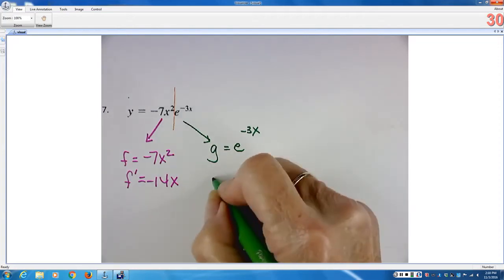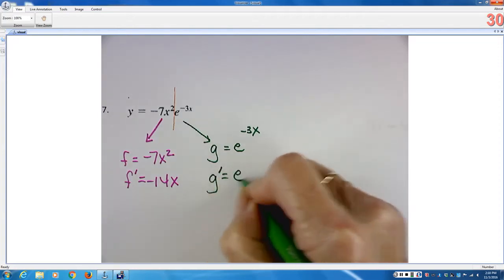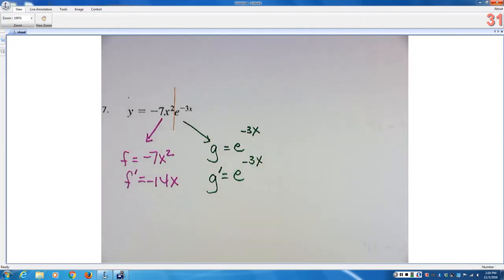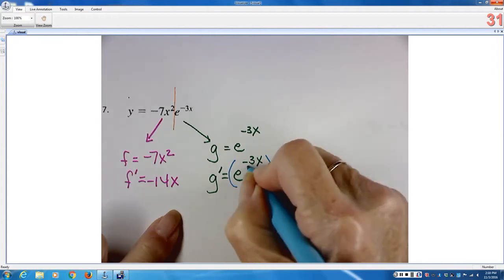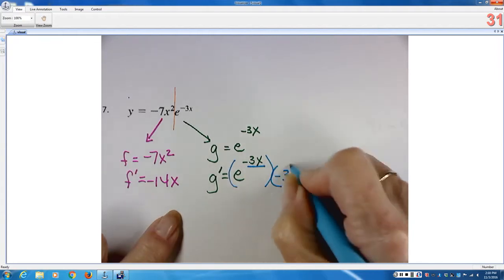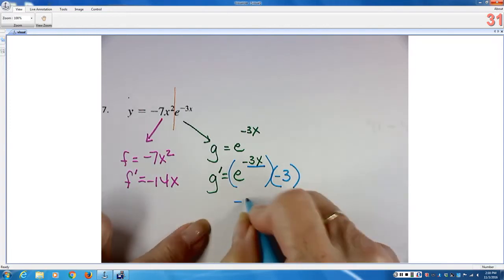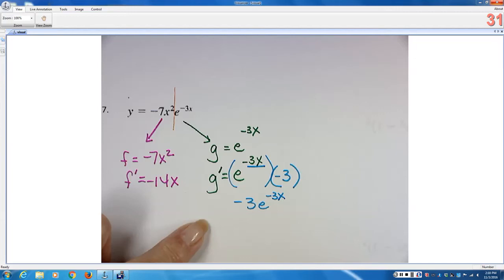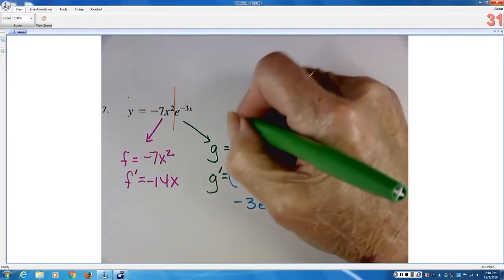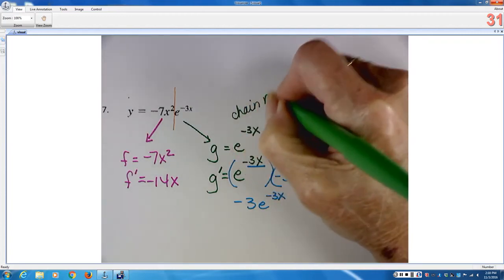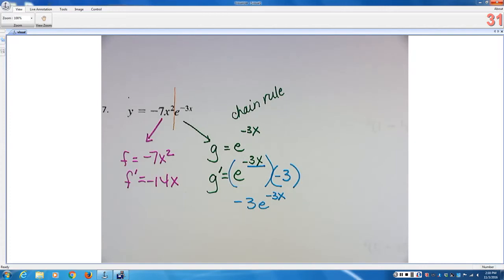And its derivative is e to the negative 3x times negative 3. And you can write that as negative 3e to the negative 3x if you choose. It didn't matter to me which way you did it. So g was actually chain rule. You did its derivative.